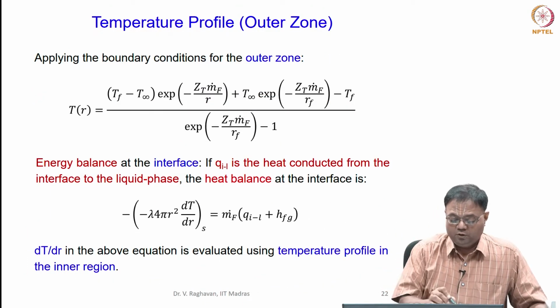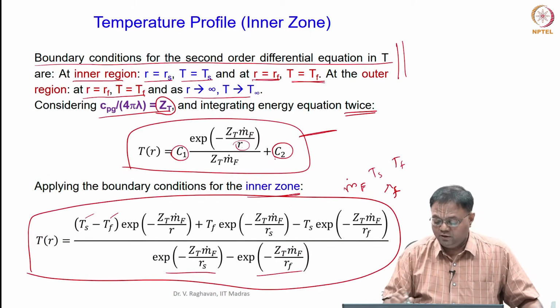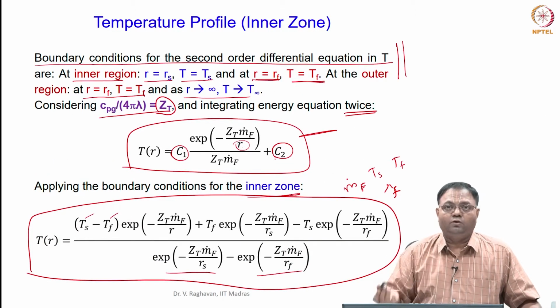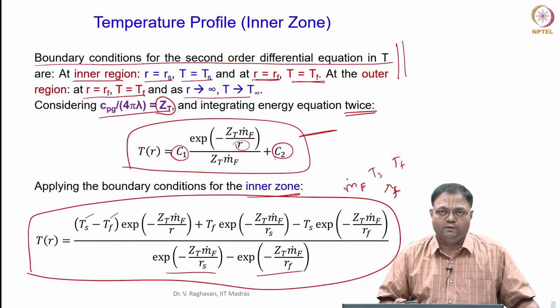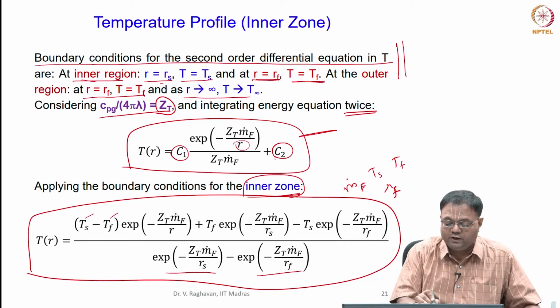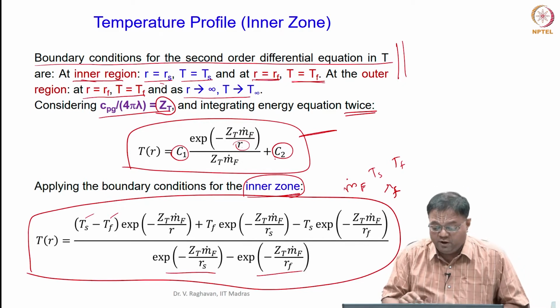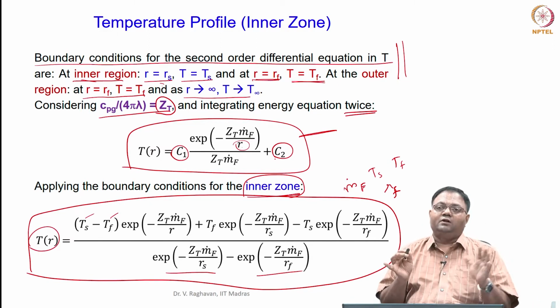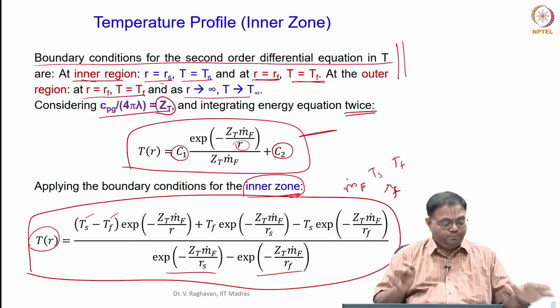So, now the same thing you do for the outer zone. The same profile equation is valid for the inner zone as well as the outer zone, but the boundary conditions are different. Based upon the boundary conditions, the constants C1 and C2 are evaluated. So, for the inner zone, by substituting the inner zone conditions R equal to Rs, T equal to Ts, R equal to Rf, T equal to Tf, we have evaluated this profile. Again, please understand that once all the variables, the 5 variables we are talking about, are known, then the profile can be drawn.